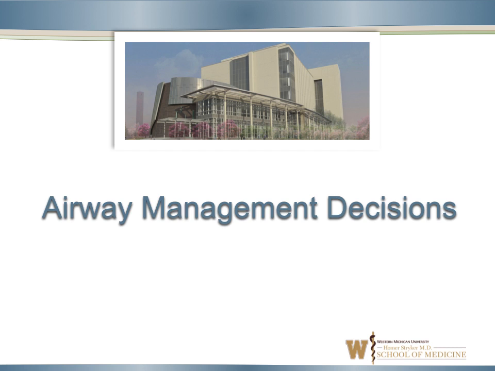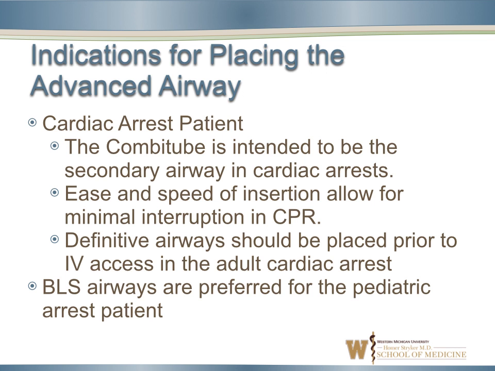Airway management decisions as related to the Combitube SA. The Combitube SA is intended to be a secondary airway for cardiac arrest patients. The iGel will remain the primary airway. If it fails or you have other problems, you may use a Combitube as a backup. We think the ease and the speed of insertion allow for very minimal interruption during CPR.